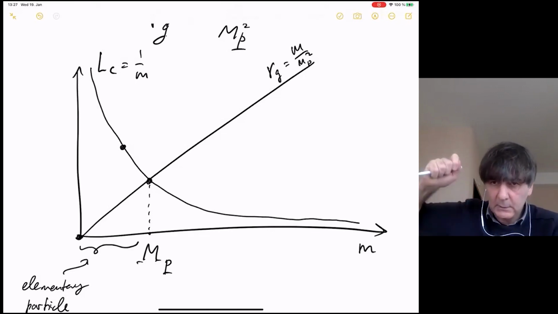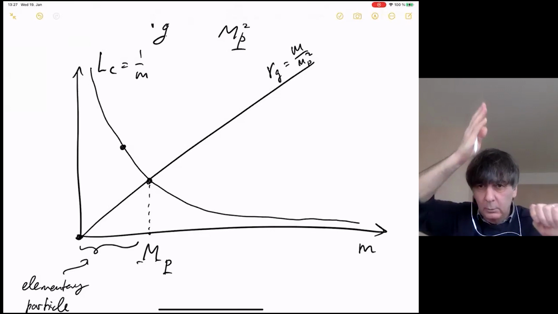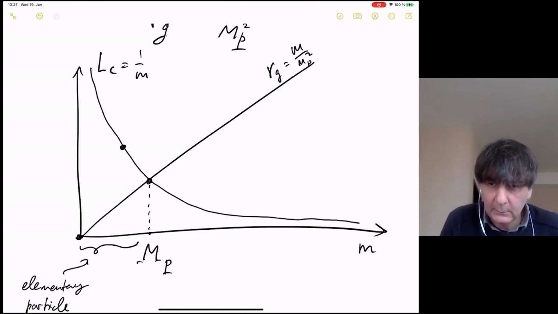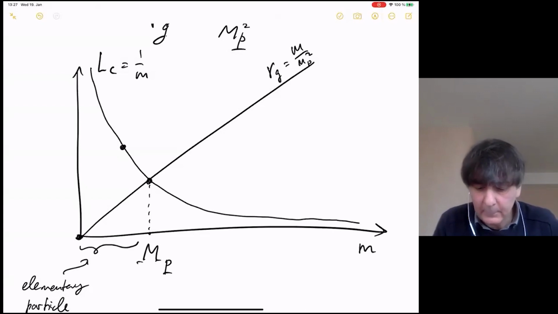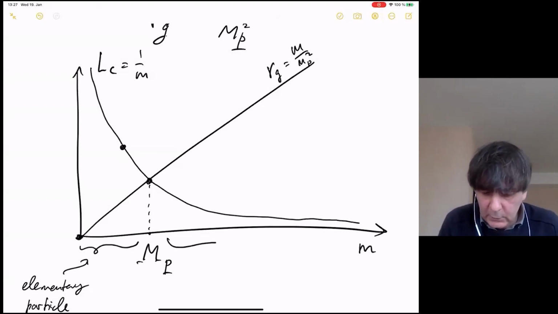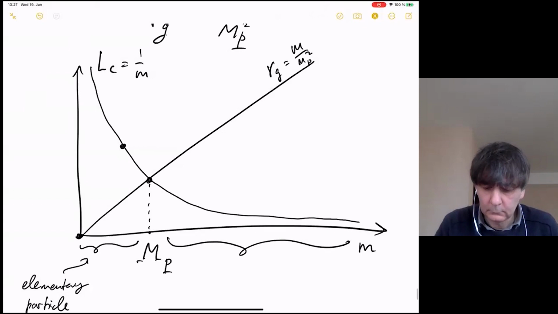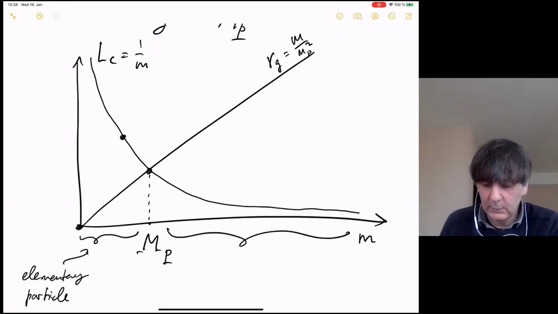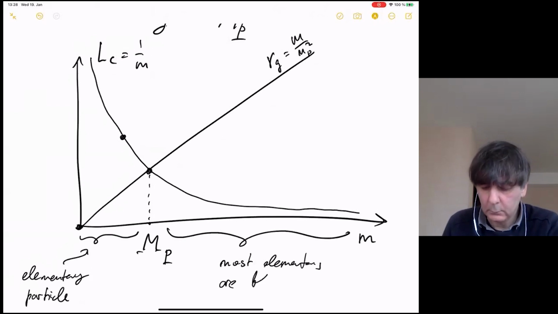Now let's try to crank up the mass of an elementary particle. The mass increases, and so the Compton wavelength decreases and the gravitational radius increases. At some point they meet, and then they depart. And so in this domain, most elementary objects are black holes.